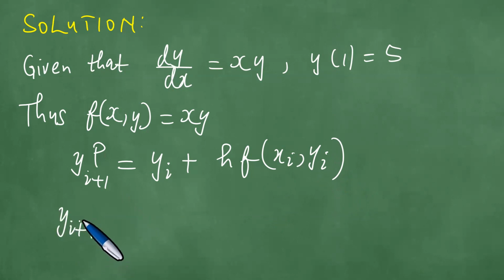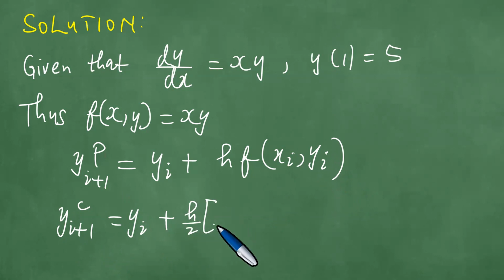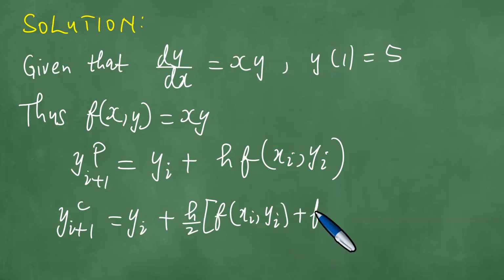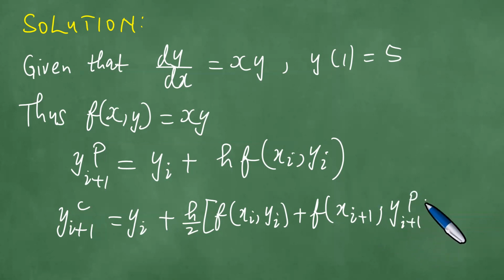So always when you're using the modified Euler, we do the predictor and the corrector. But in the exam, they asked for two corrections. So you can use the corrector and then use it again. Right, so you have f(x_i, y_i) plus f(x_i+1, y_i+1 predicted), like this.